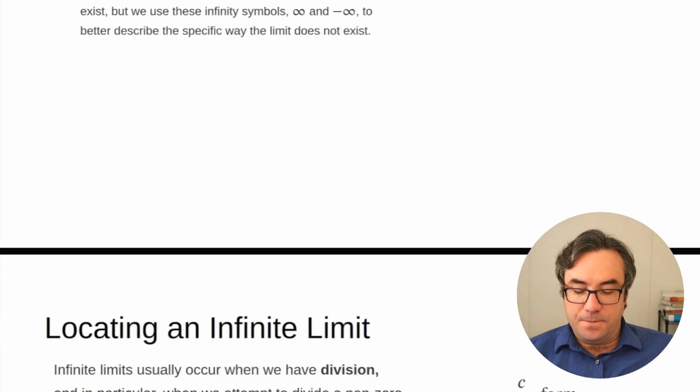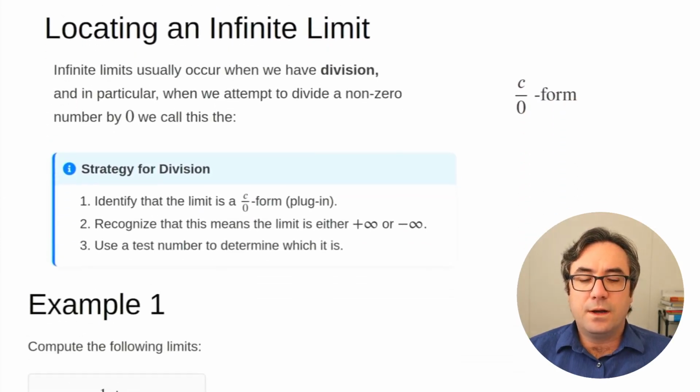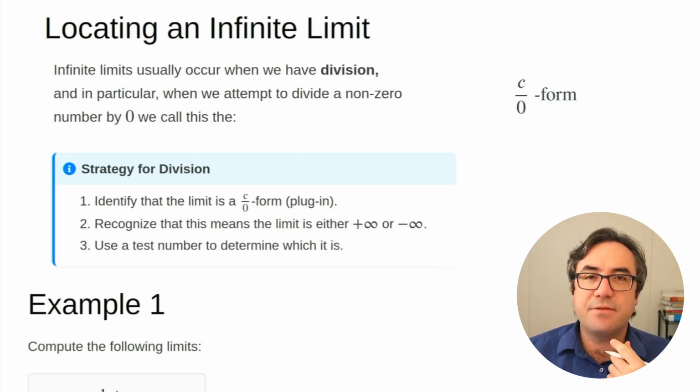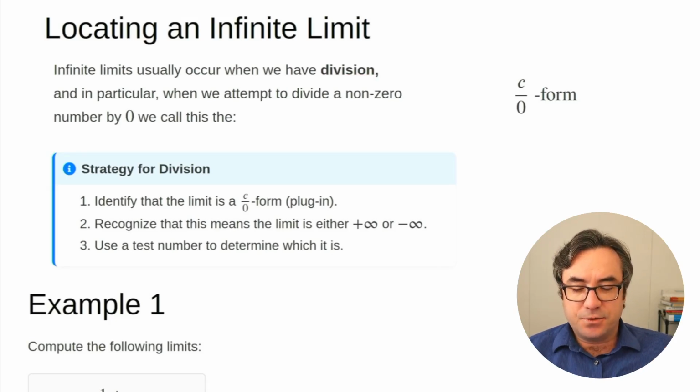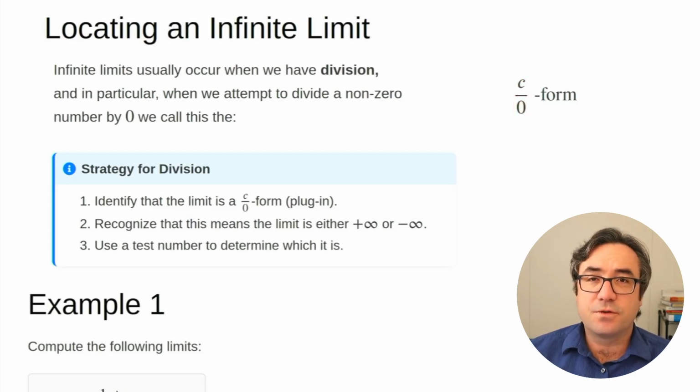All right, so how do we locate an infinite limit? Well, this usually happens when we have division. What happens in our function around one of these places where we have an infinite limit is we are attempting to divide a non-zero number by 0. So an infinite limit usually happens when we have a non-zero number, call that c, and we're attempting to divide that by 0. We're going to call this the c over 0 form.